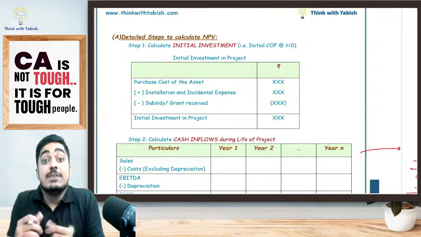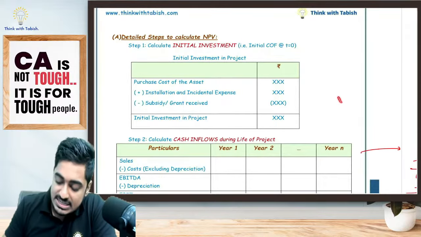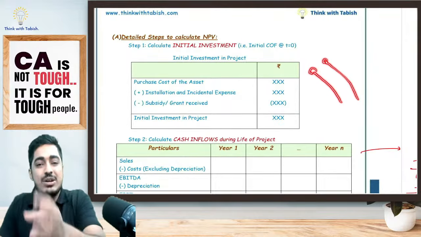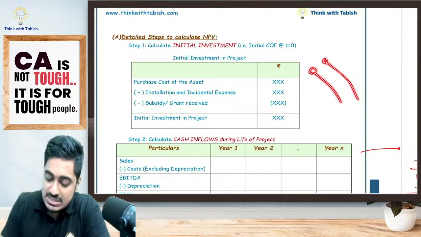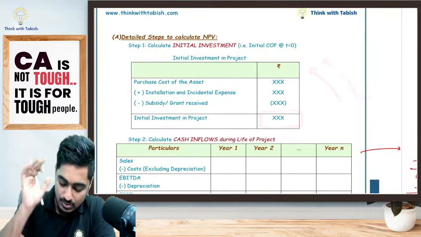But if at all I get some subsidy, that I am getting back, I will reduce it. Say to purchase the asset I paid 1 lakh, installation I paid 10,000, so 1 lakh 10,000. Imagine the government told, okay, it's a good product, I am giving you 5,000 subsidy. That means net from my pocket 1 lakh 5,000 is gone. Is this clear?